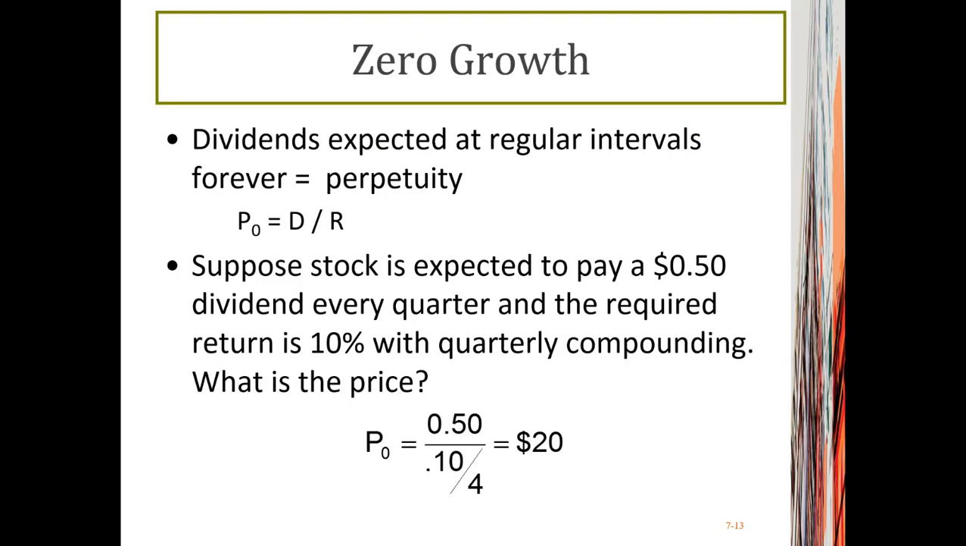Okay, now let's take a look at the first scenario where there's no growth for dividends for a company. And we know that this is the very typical case for preferred stock. Right? And the dividends are expected at a regular interval forever. And if you draw a timeline, you see that the future cash flows are pretty much like an annuity, right? That will last forever, and we know that this is a perpetuity.